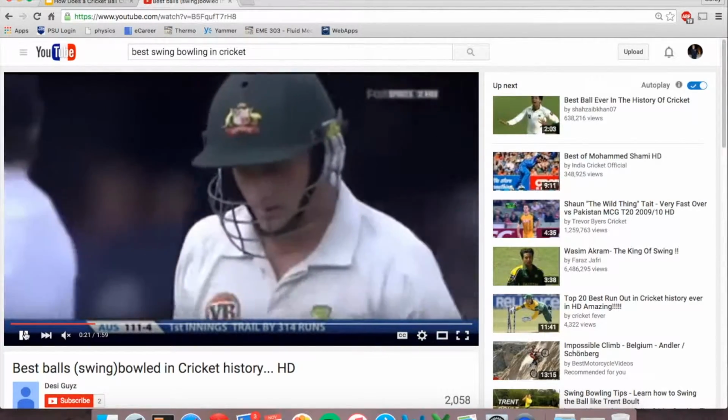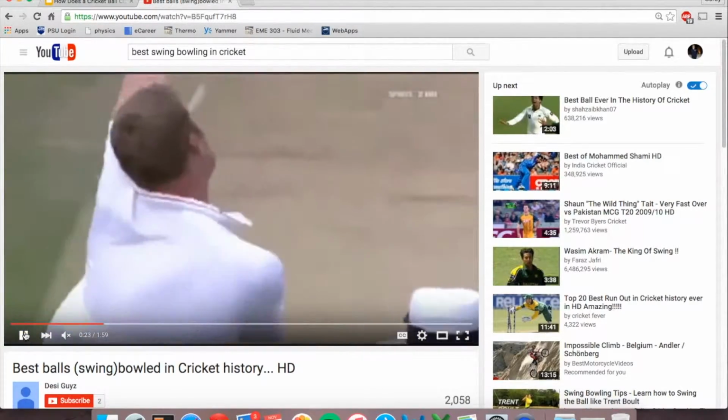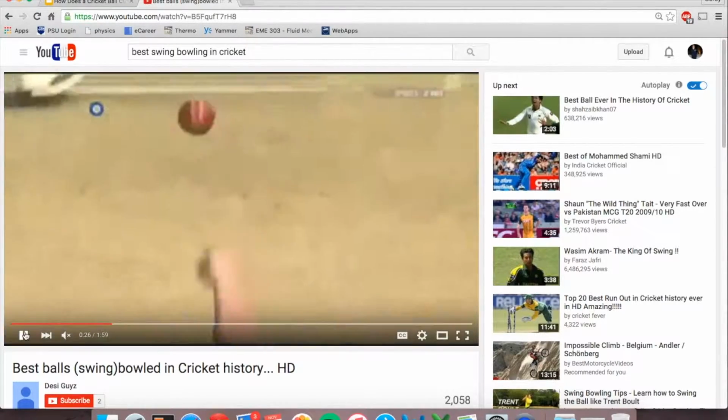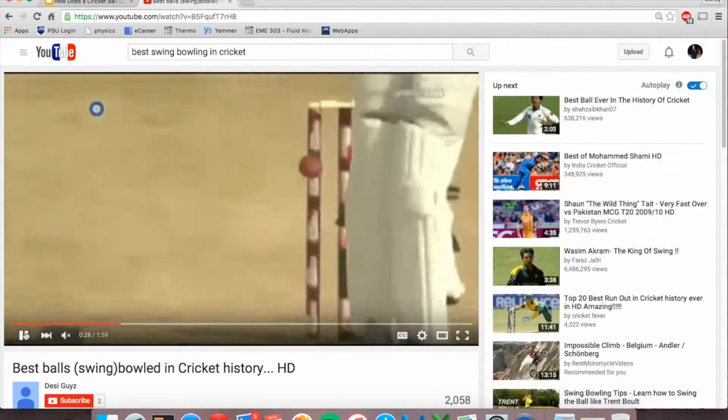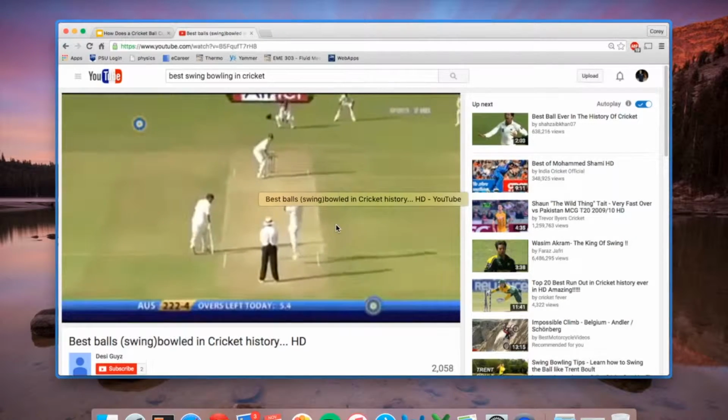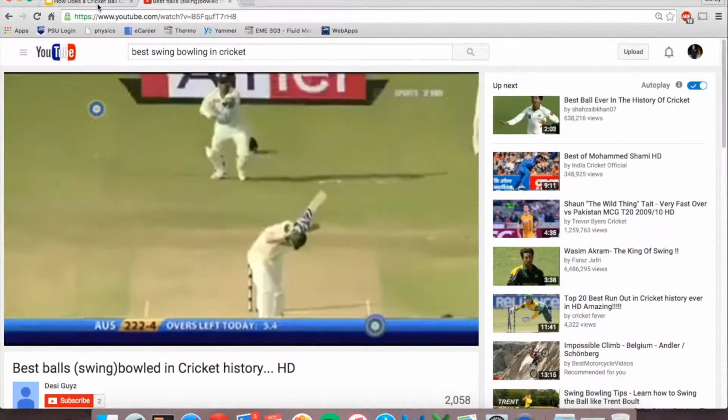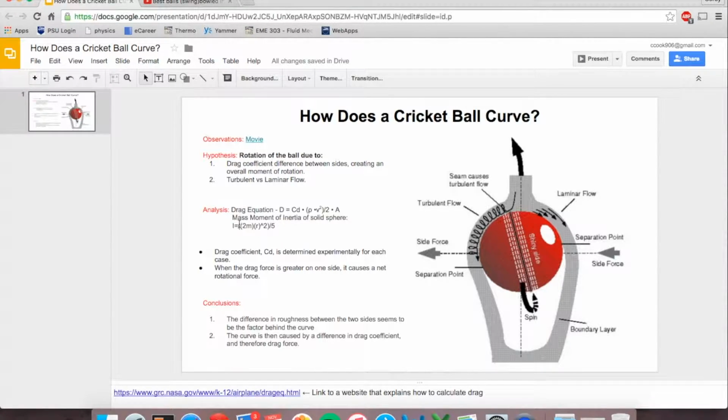But at the moment we're just going to talk about conventional swing bowling, and for that I'll hand it over to Corey for our hypothesis and analysis. Okay, so going back to our slideshow here, if I can just start on the hypothesis.